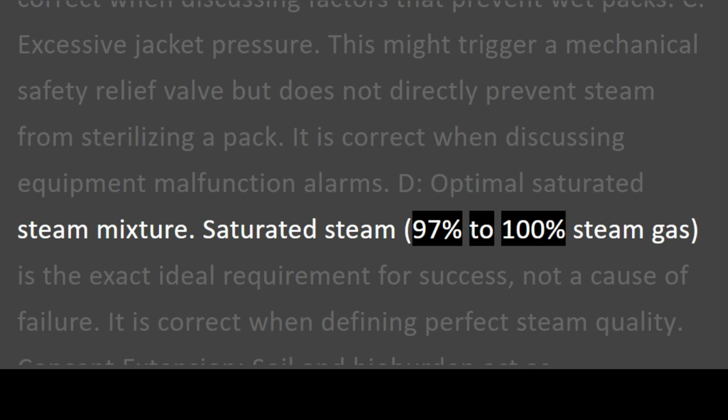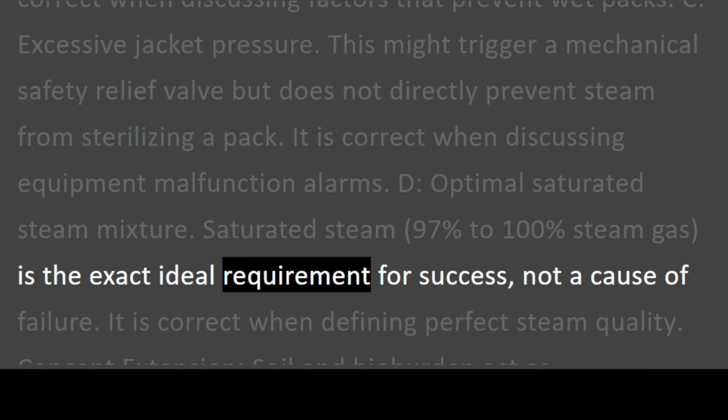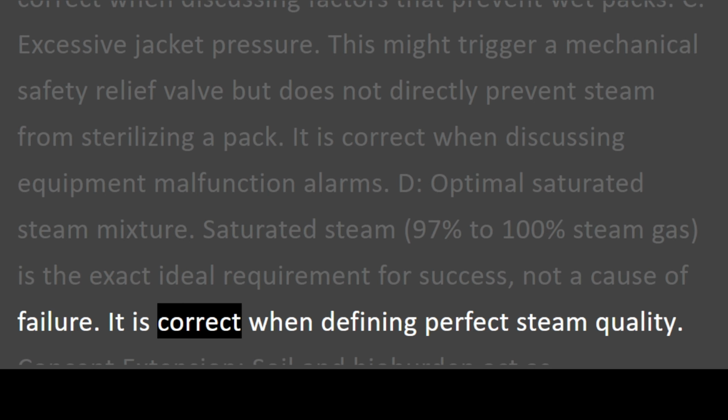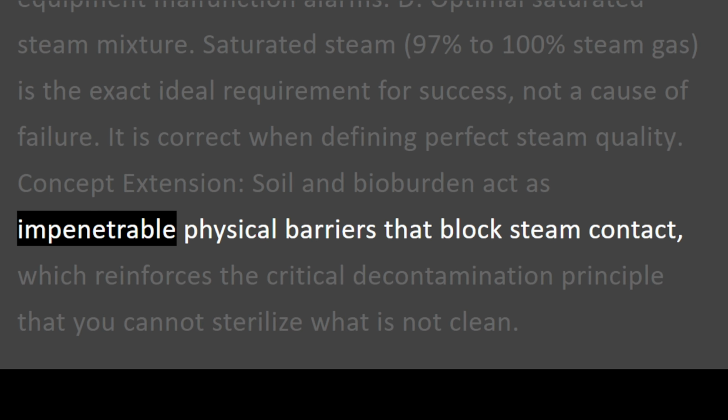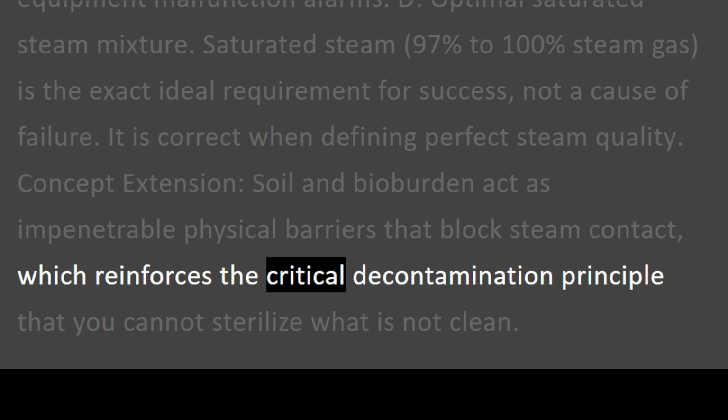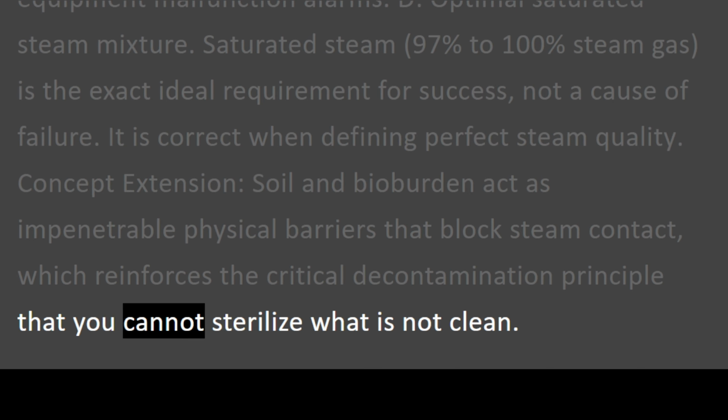Saturated steam, 97% to 100% steam gas, is the exact ideal requirement for success, not a cause of failure. It is correct when defining perfect steam quality. Concept extension. Soil and bioburden act as impenetrable physical barriers that block steam contact, which reinforces the critical decontamination principle that you cannot sterilize what is not clean.